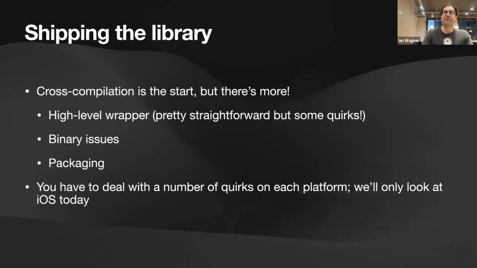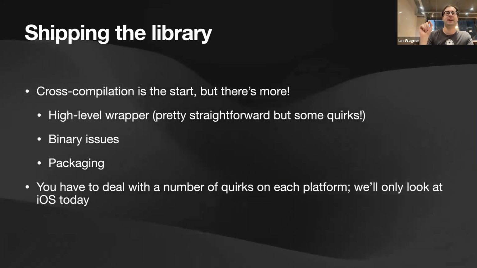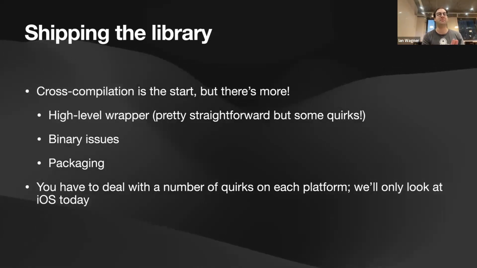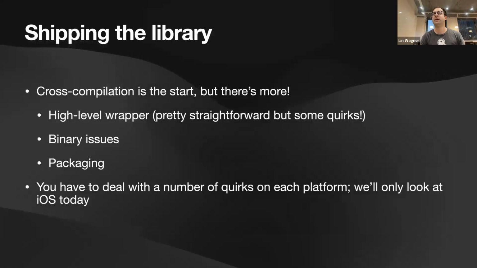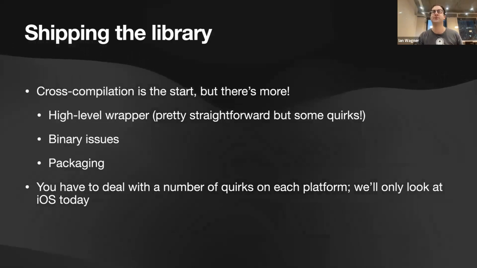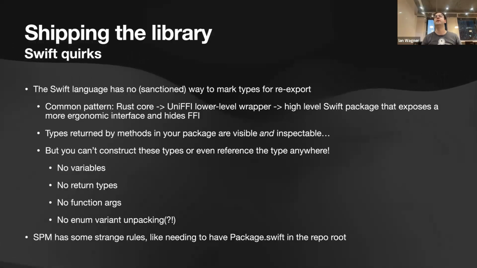It's actually shipping the library. So we've got something compiled. We have a high-level wrapper, which is pretty straightforward, but with a few quirks. Then you have to actually put that all into a binary and package it for each of the two platforms. Today we'll only look at iOS, because I haven't gotten as deep in the packaging process on Android, and I understand the iOS side better. So let's just jump into that.